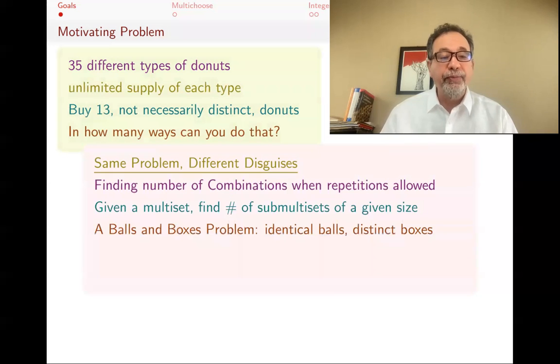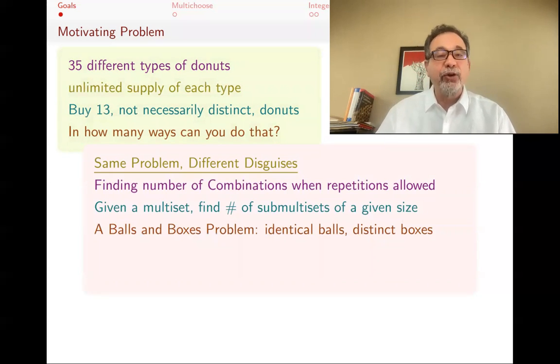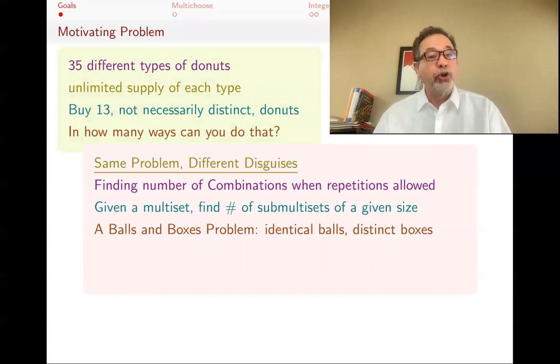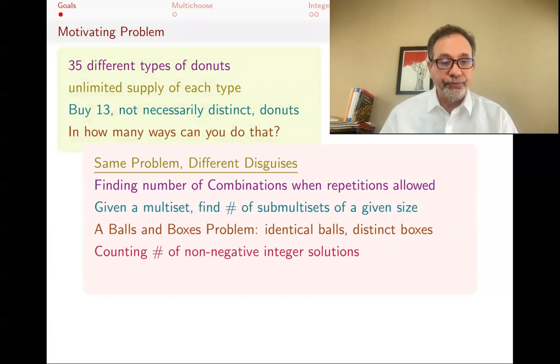This also can be a balls and boxes problem where we have identical balls, distinct boxes, and no restrictions on how many balls can go in any box. The boxes here will be the different kinds of donuts, and we have 13 balls that we're going to put in them, which is the same as deciding which 13 to buy.